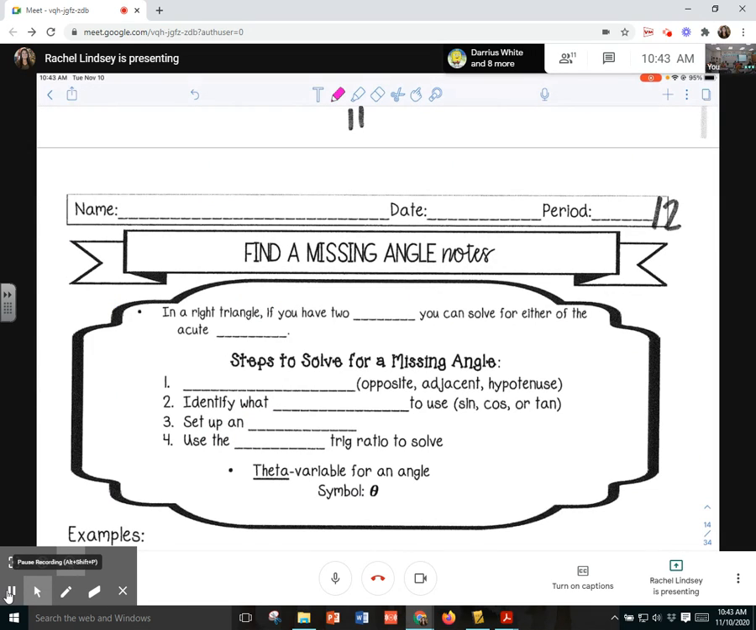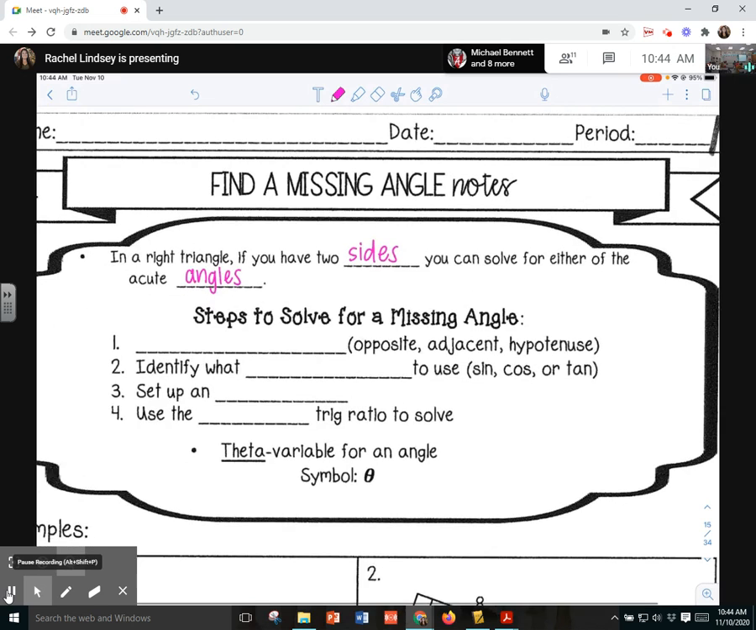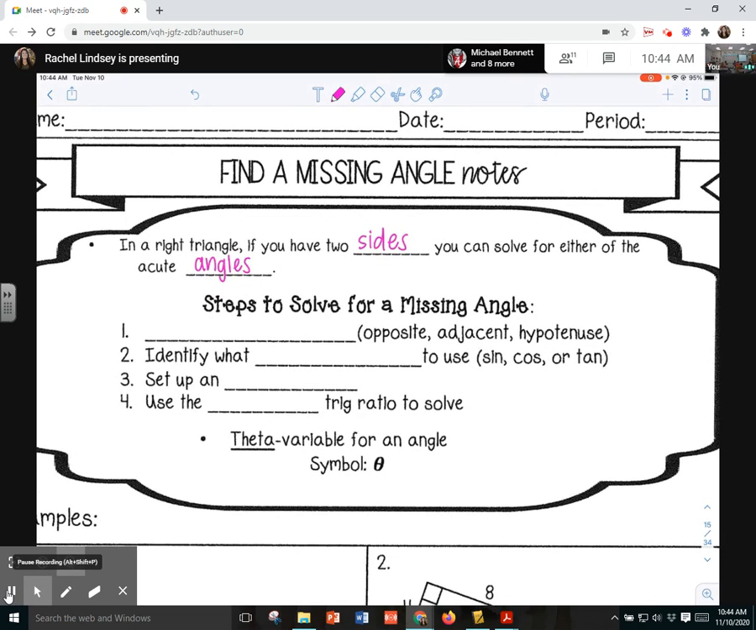To start with finding missing angles of right triangles. First, you need to know in any right triangle, if you have two sides, you can solve for either of the acute angles. Because you already know one of the angles is 90, so you can solve for any of the other two.